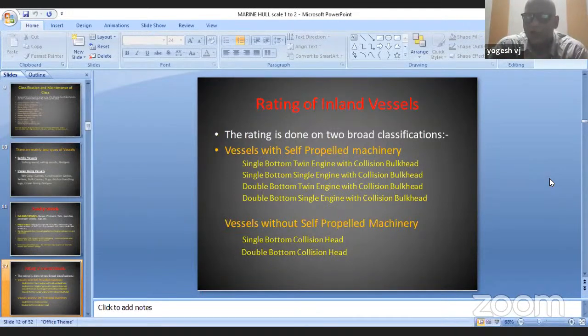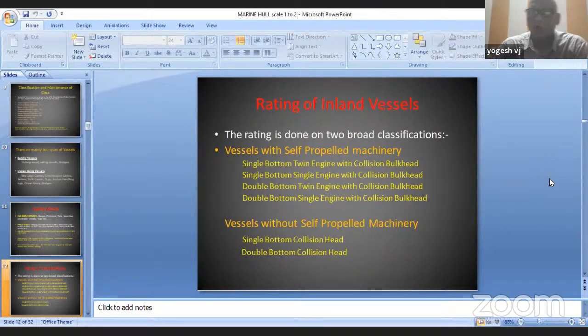Now, depending on whether it is twin engine or single engine, the premium is decided. If it is twin engine, risk is low. Single engine, risk is high. If it is single bottom, risk is high. If it is double bottom, risk is low. It is very clear because those with double bottoms will ply the ocean safely and will be less susceptible to rough weather, even if they are plying in the lakes or rivers.